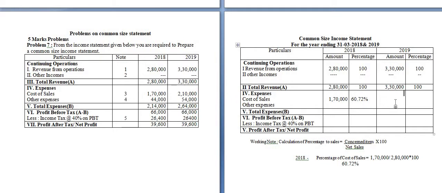Now next one is percentage of cost of sales for the year 2019. Now what is the amount of 2019 cost of sales? 2,10,000. So 2,10,000 divided by 3,30,000 into 100 is equal to how much percentage? 63.33 percentage.